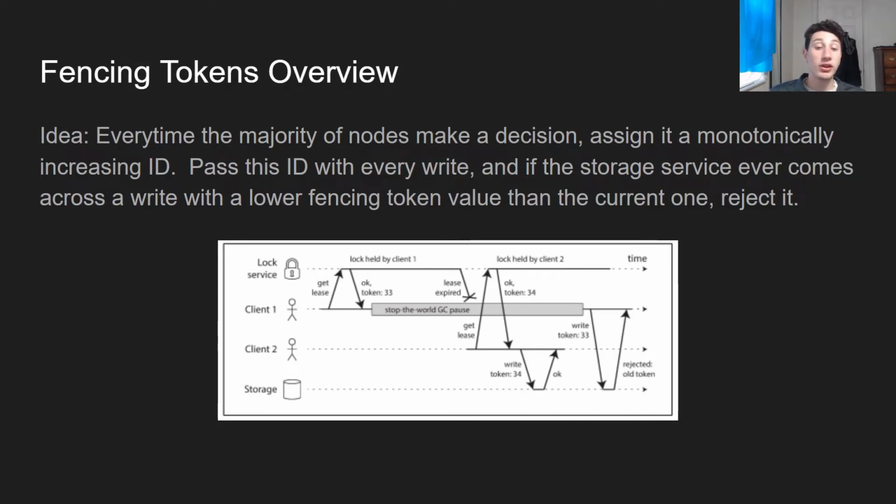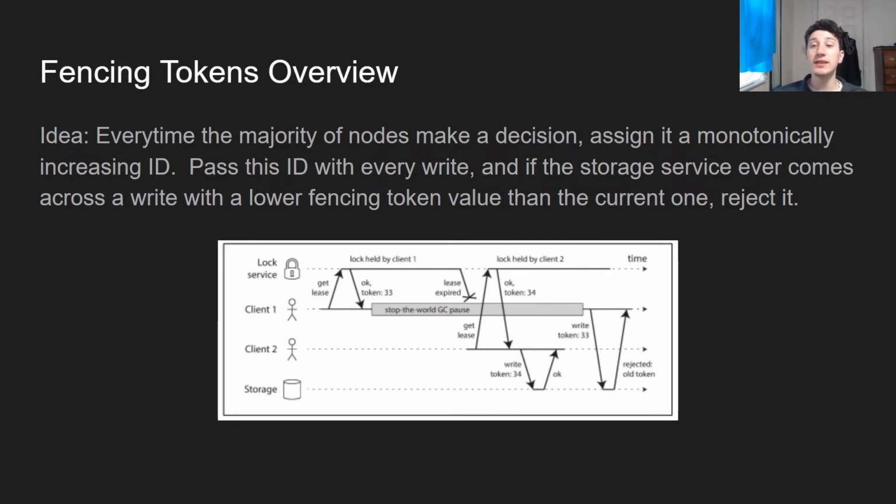As you can see in the graph below, once client 1 gets the lease, it gets the token of 33. When client 2 gets the lease, because the lease expires for client 1, the lock service is going to issue it the token of 34, which is 1 higher. So now, after client 2 writes to storage, the storage can keep track of the fact that it's seen fencing token 34. So now it knows, hey, if we ever see write token 33, we can just reject that. This is the result of a node incorrectly thinking that it is the chosen one.